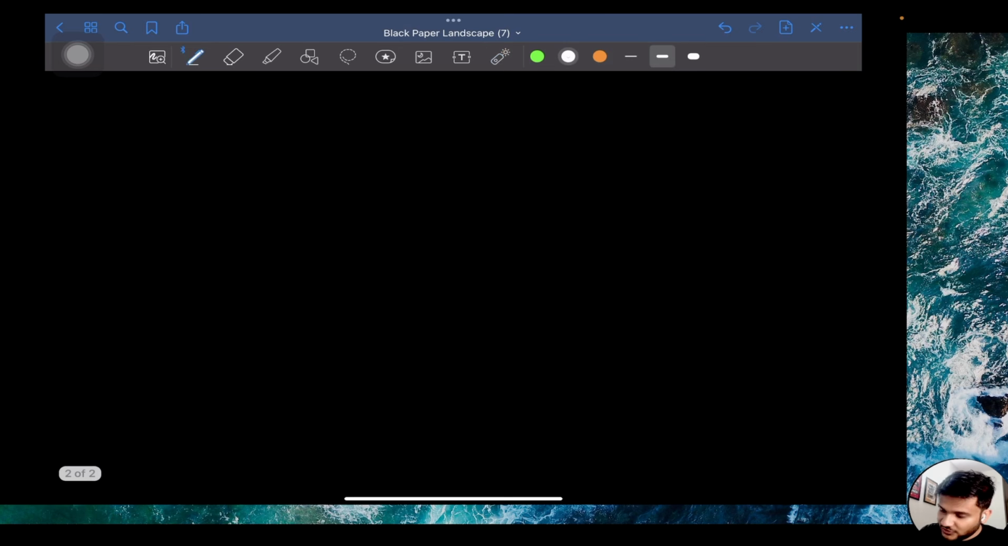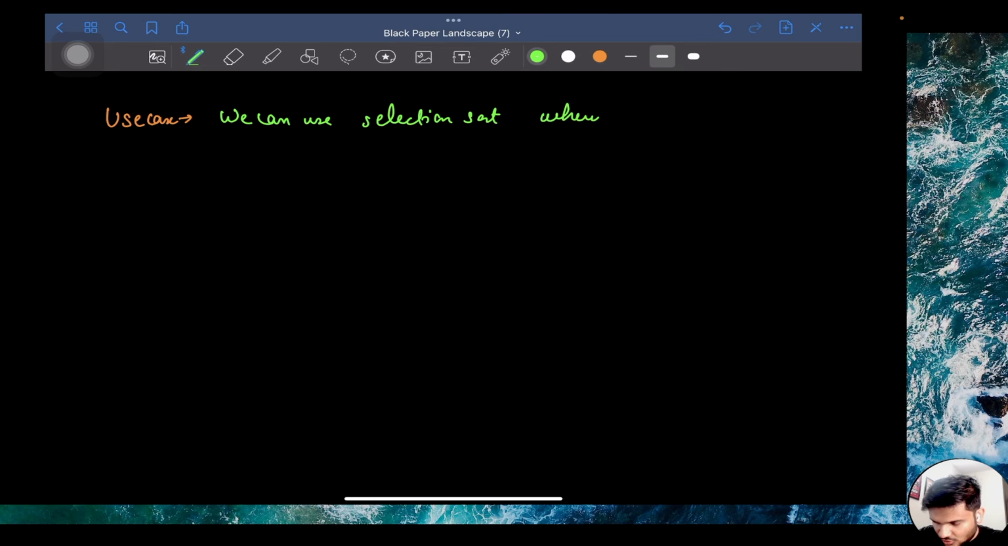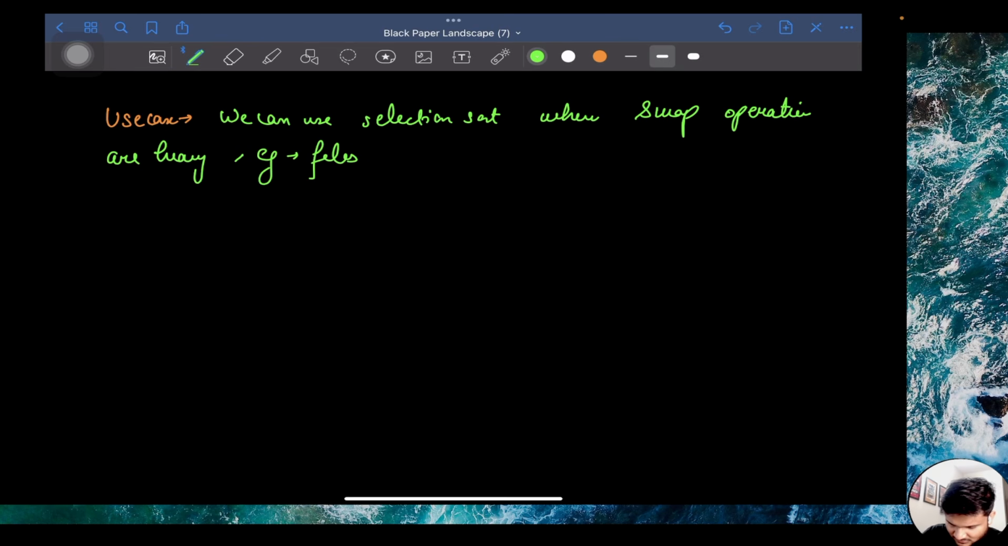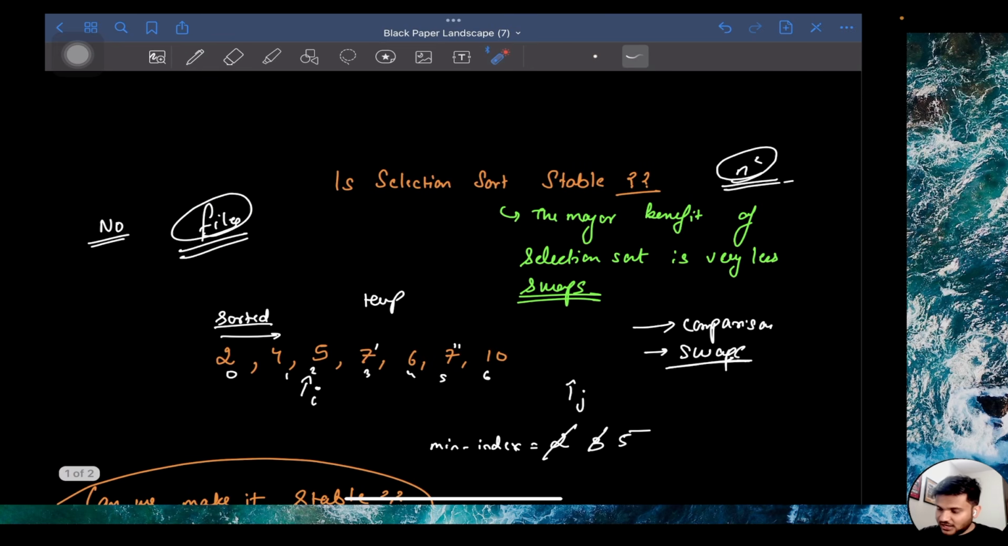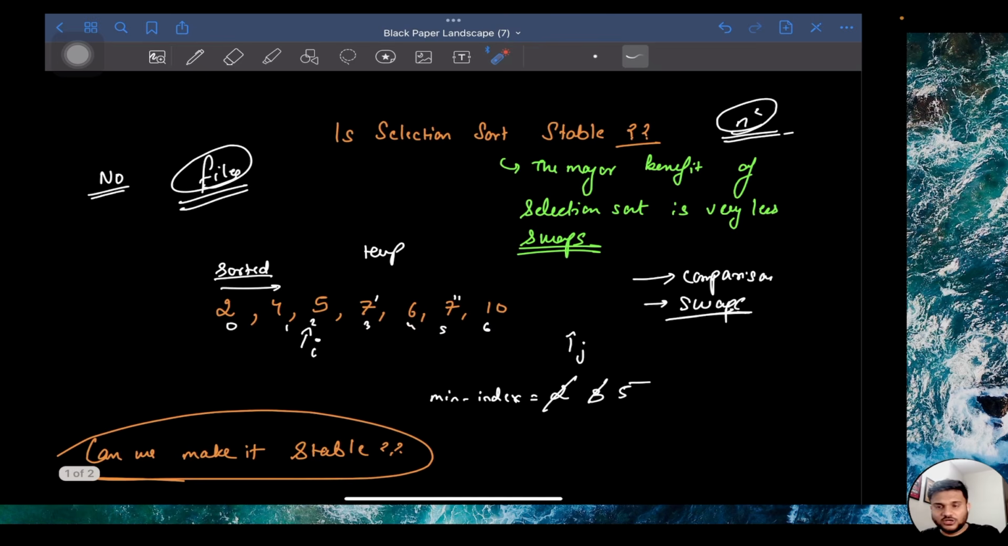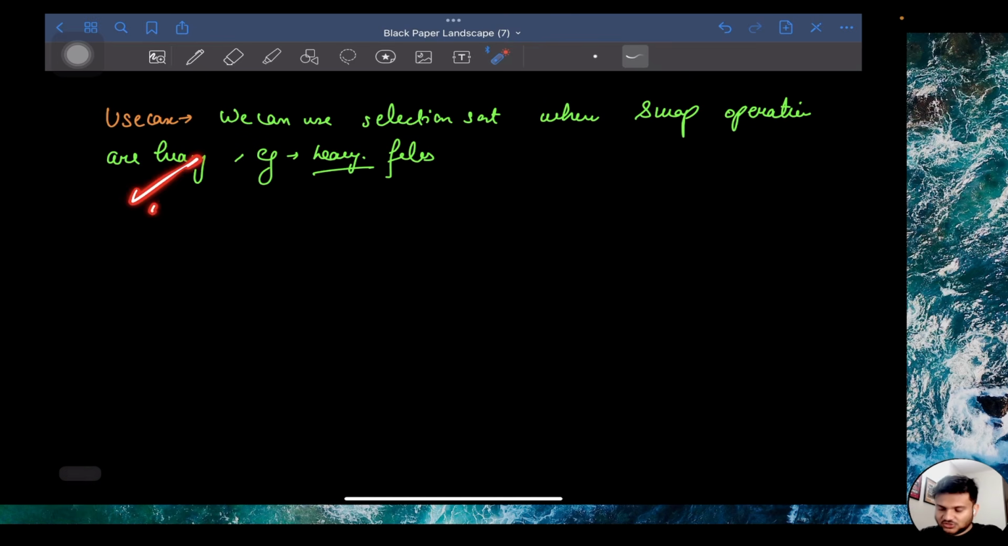That leads us to the point of use cases. Use cases where you can use selection sort. We can use selection sort where swap operations are heavy. Example, files or heavy files, right? If the swap operation is heavy, that means selection sort does relatively very few swaps, because selection sort only does n swaps, right? So we can use selection sort in that case.